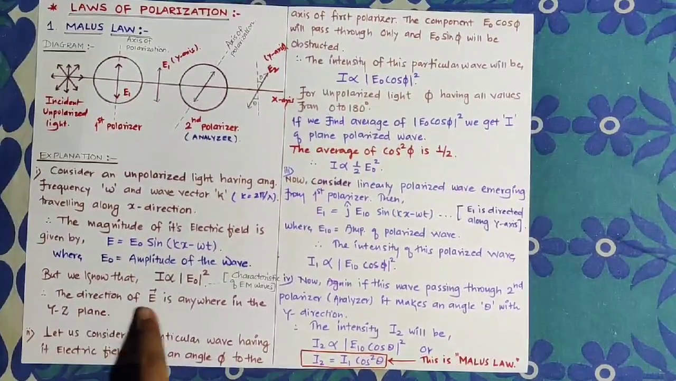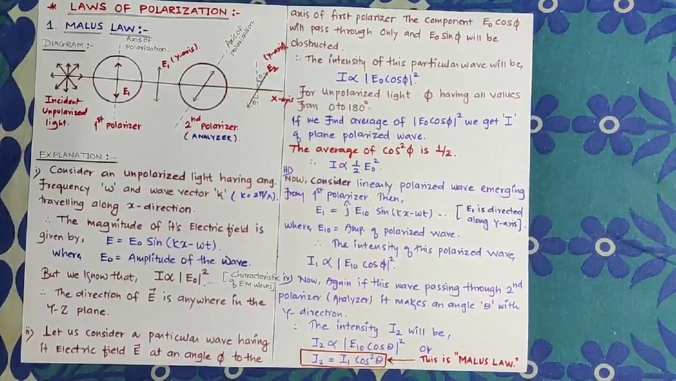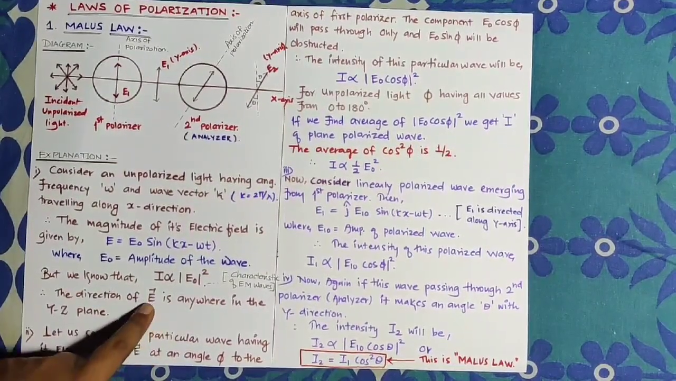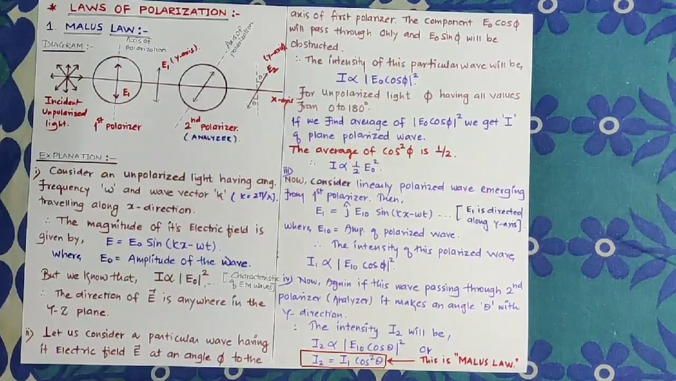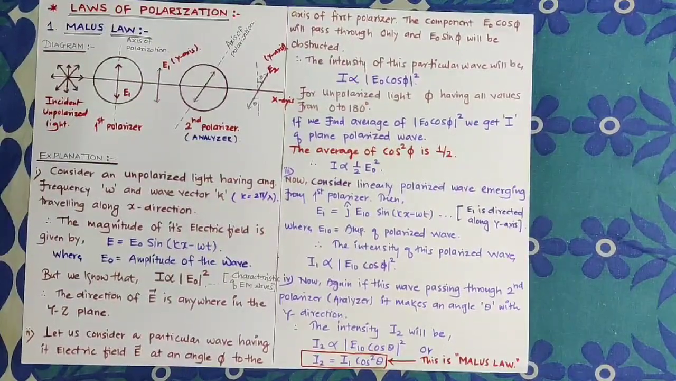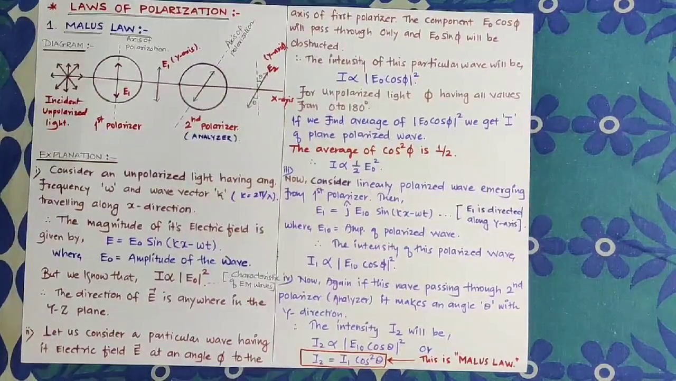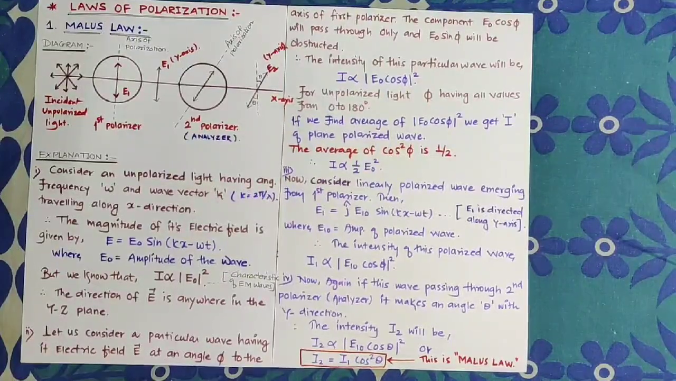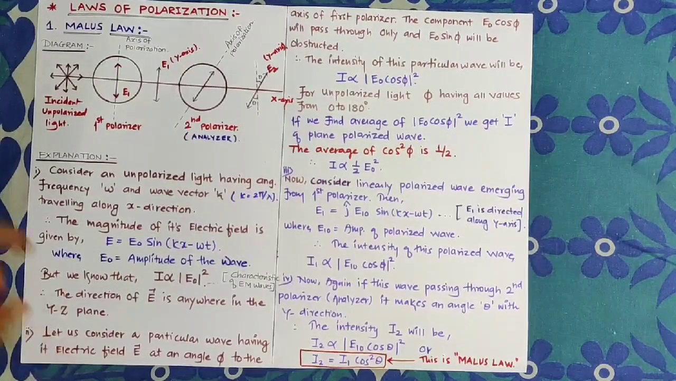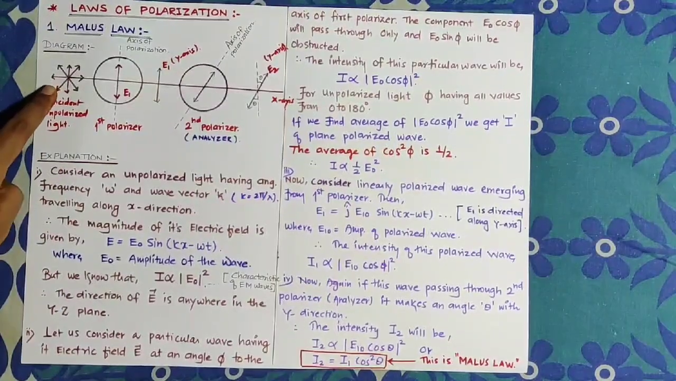Okay. So the direction of E is anywhere in the YZ plane. They already mentioned that the direction of this electric field vector is anywhere in the YZ plane. We cannot say that the direction of the electric field vector is along the x direction. No, it is anywhere in the YZ plane. So this first point is related to the unpolarized light only.